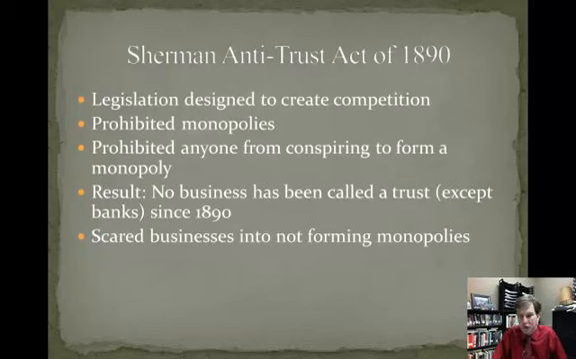The second law is the Sherman Antitrust Act of 1890. This was legislation designed to create competition. It prohibited monopolies, but they didn't define what a monopoly was. It prohibited anyone from conspiring to form a monopoly, but again, didn't define what that was. The result is that no business has been called a trust except banks since 1890. So what it did is it scared businesses into not forming monopolies. But again, what is a monopoly? How much of the market do you have to control to have a monopoly? Nobody really answers this question. And so this is a very vague law, but the result is that people try to stay away from these things.